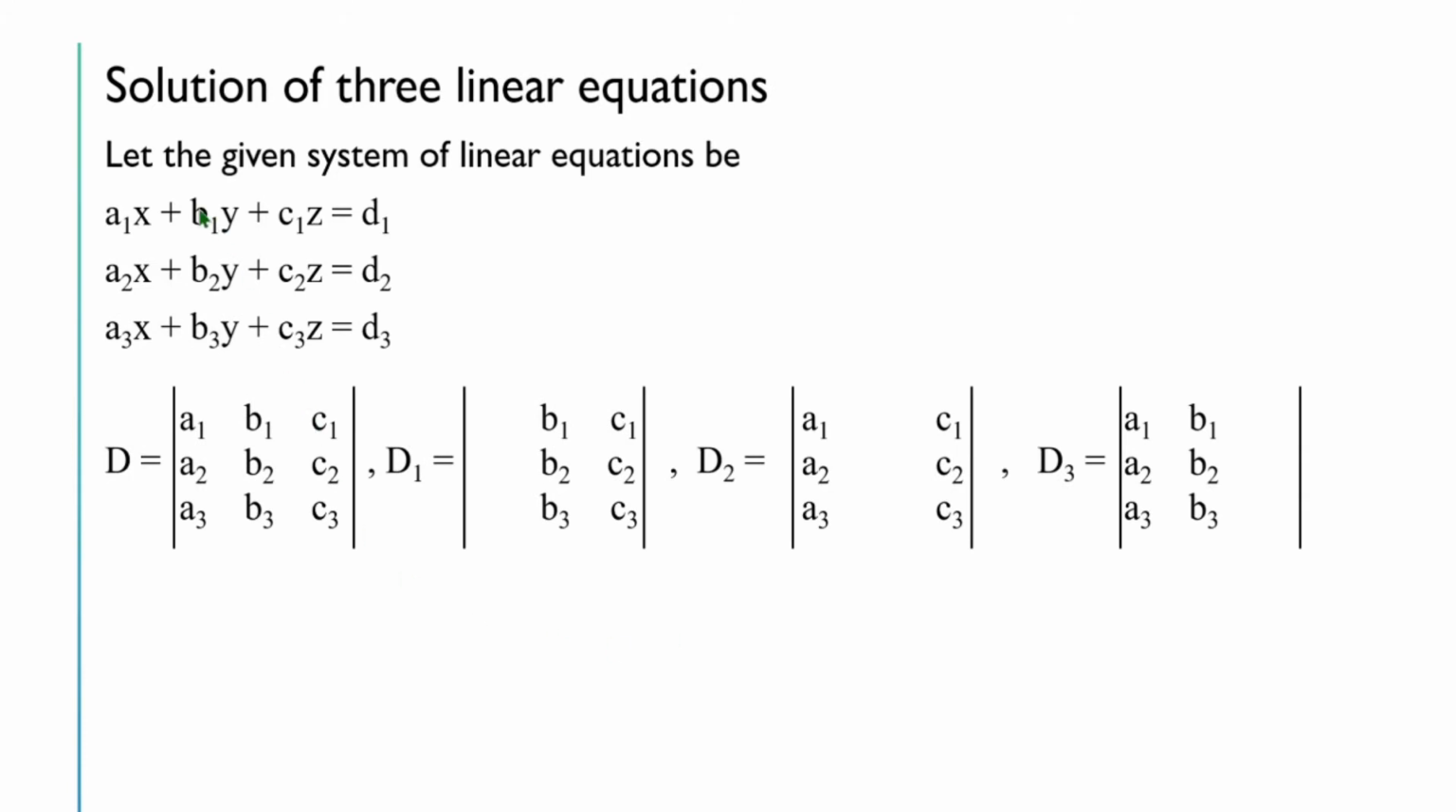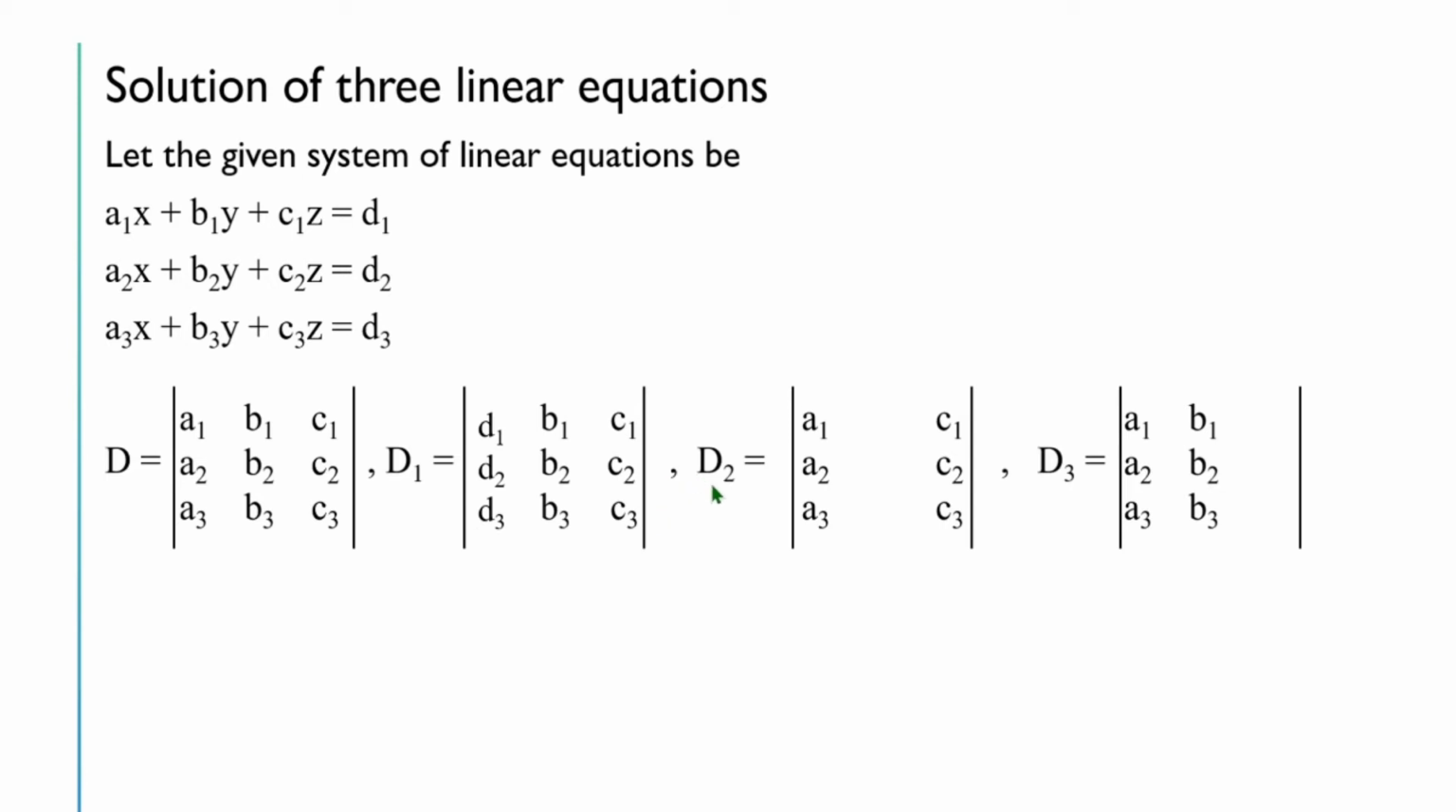Now we will see the solution of three linear equations. Now we are given three equations in three unknowns x, y and z. So here we will take the first determinant D as the coefficients of x, y and z. So D is A1, B1, C1, A2, B2, C2, A3, B3, C3. Now let us take D1 as, in place of the coefficients of x, the constant terms. So in place of A1, A2, A3, we will replace it by D1, D2, D3.